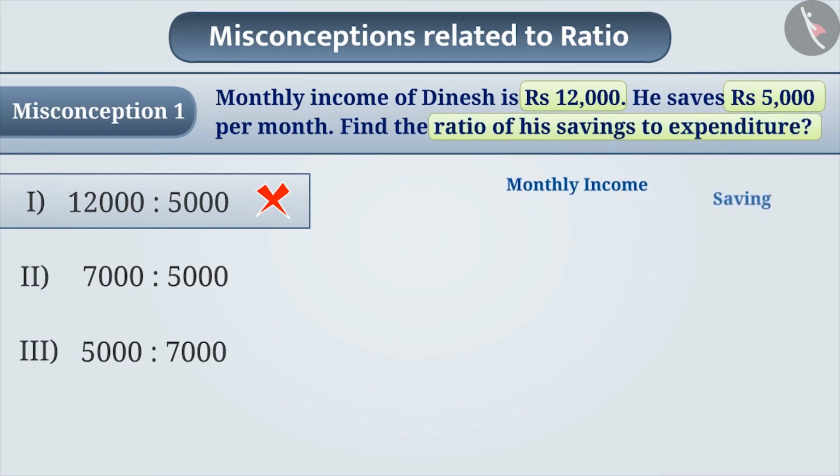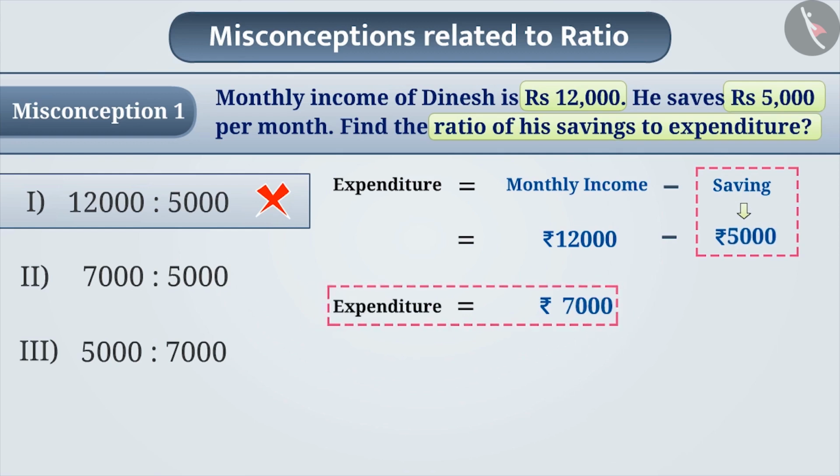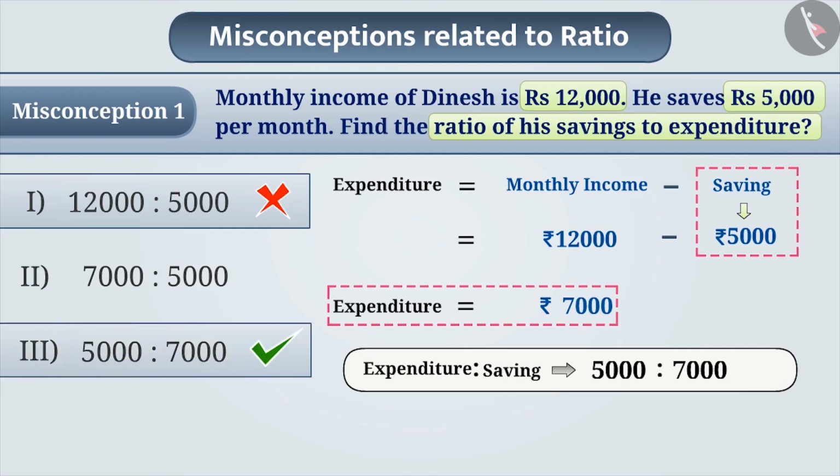If we deduct his savings from the income, then we can find the expenditure of Dinesh. Thus, expenditure is equal to Rs 12,000 minus Rs 5,000, which is equal to Rs 7,000. We have to find the ratio of savings to expenditure. Here, savings is Rs 5,000 and expenditure is Rs 7,000. Thus, the ratio of savings to expenditure is 5,000 is to 7,000. Therefore, the correct answer to the given question is option 3.